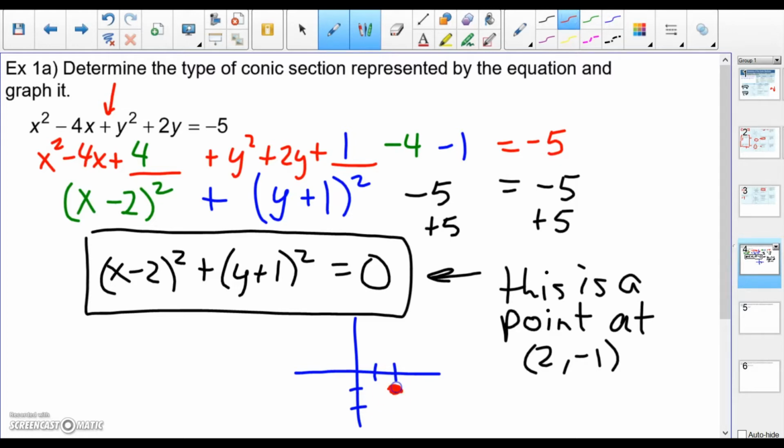So I wish we had a different number over here so that we could have actually had a circle. But this is not a circle. It's a circle with radius 0. That makes it a point.